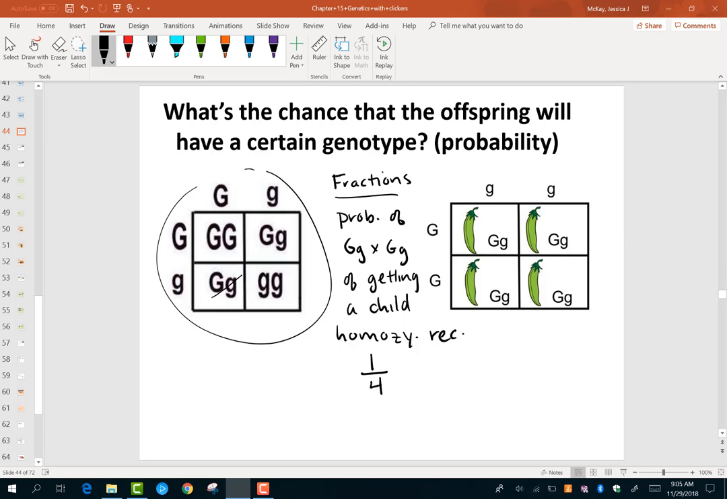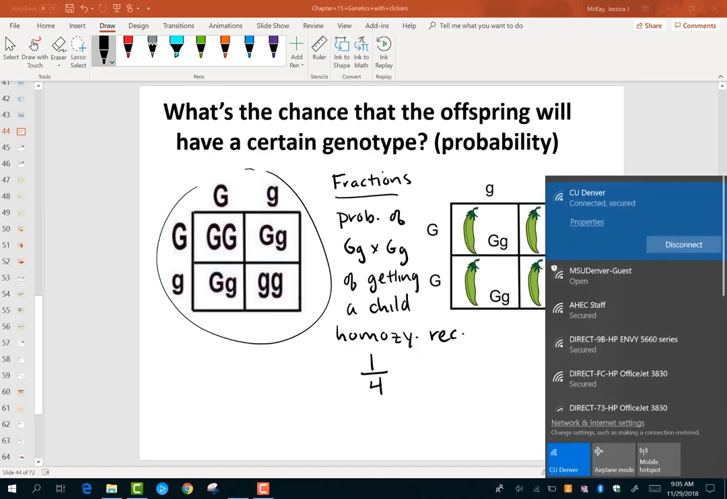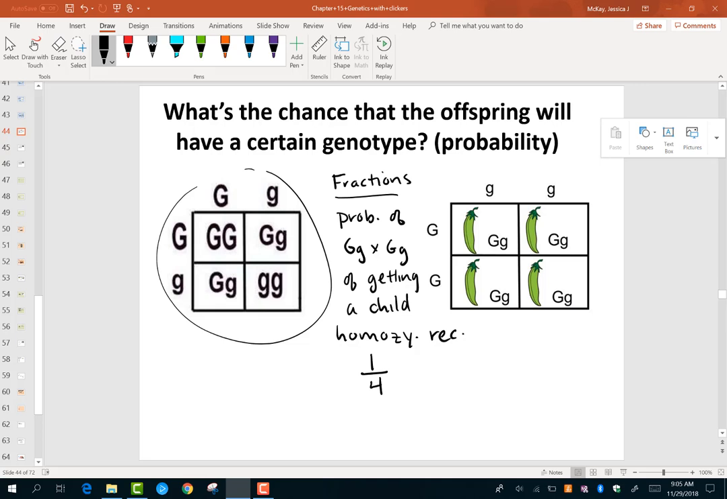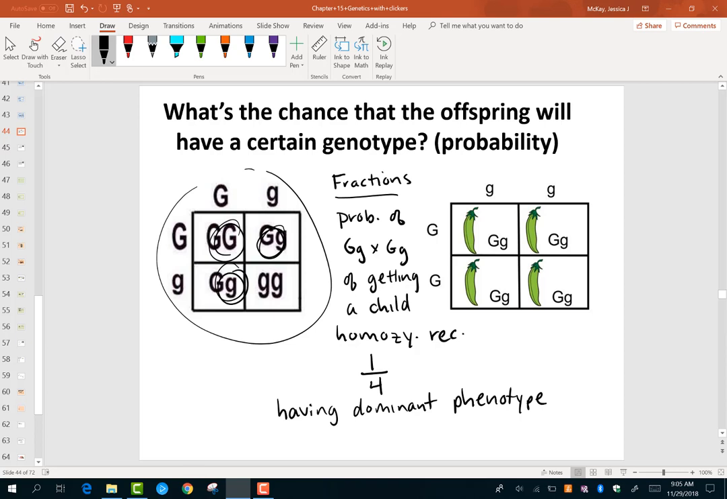If we were asking, what about showing the dominant phenotype, right? That's where you have to interpret, and there would be one, two, three out of a total of four chances. So our probability we're going to keep as fractions.